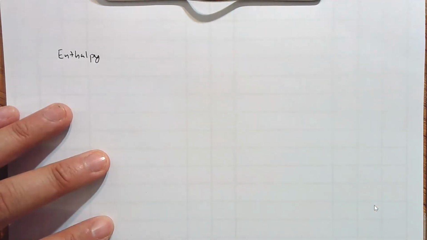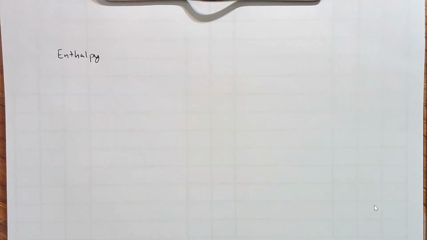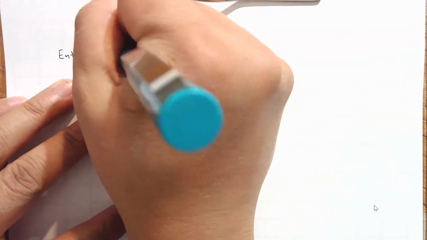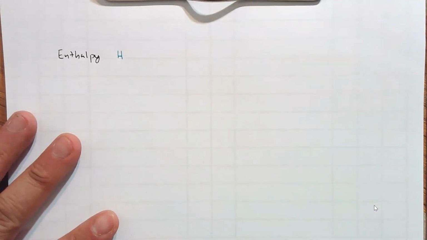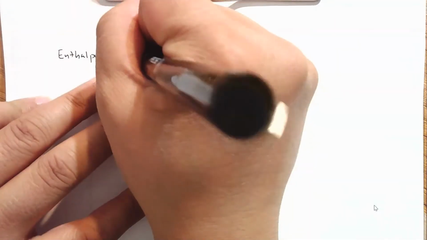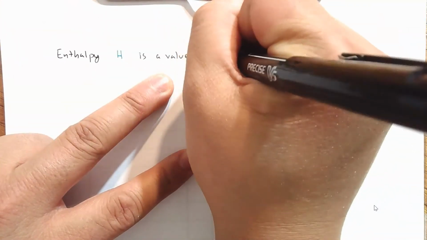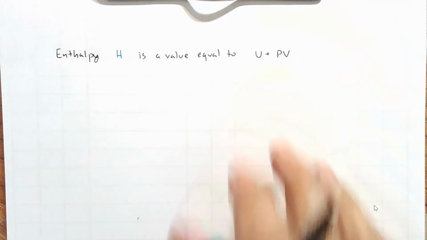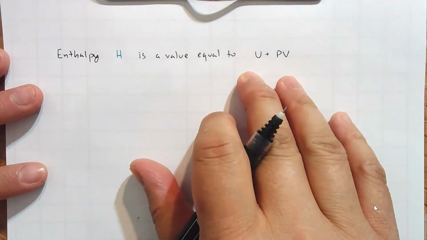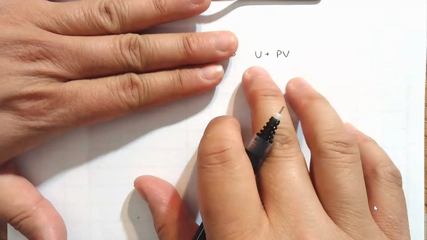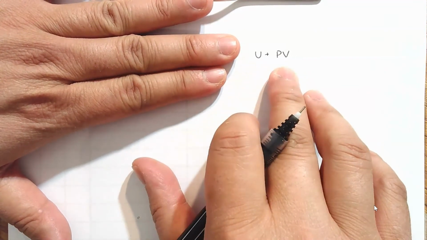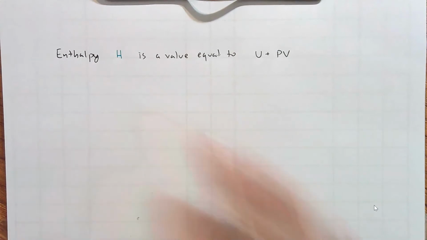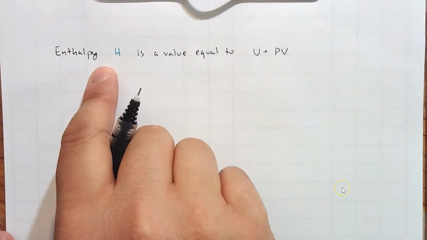Okay, enthalpy. So enthalpy, and the symbol for enthalpy is H. It's a definition. H is a value. Right now, don't worry about why people were interested in this value where you have internal energy plus pressure and volume. Okay, they decided to call that addition enthalpy.